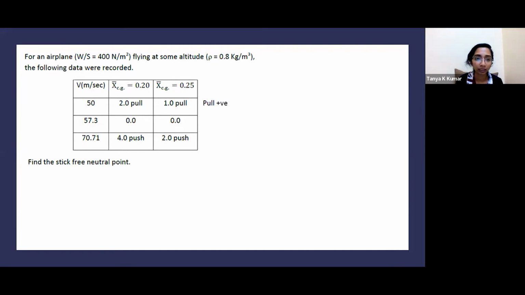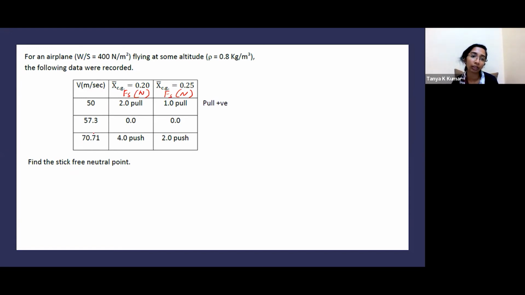For an airplane with wing loading given as above, flying at some altitude, the following data was recorded. They've given you 3 values of velocity. And okay, this is a mistake. This is at xcg 0.02. This is the Fs in Newton. Okay, this is also Fs in Newton. Find the stick free neutral point. How do we do this? You need to solve this graphically. This was the last topic covered by sir in week 7.